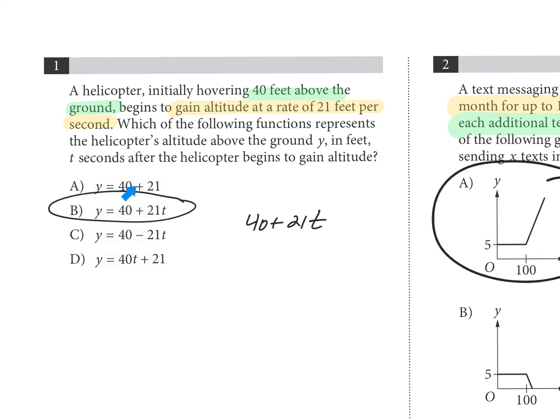And again, look at the other choices. This one is 40 feet, but then you don't have any variable attached to 21. This one's subtracting, and this one's putting the t on the 40. So this would be a situation where the answer is B.